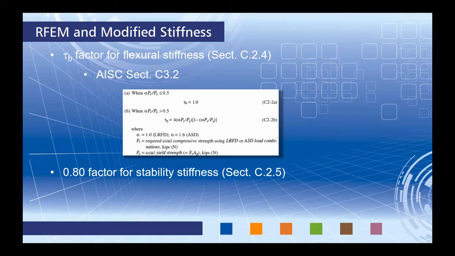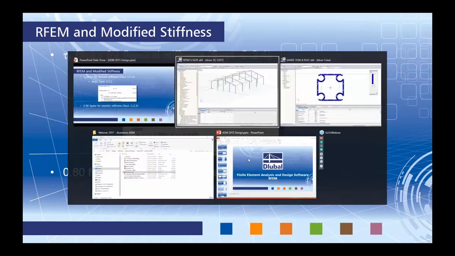Now, the 0.8 factor should also be applied to stability stiffness, and this comes from section C2.5. In my opinion, stability stiffness refers to flexural and axial stiffness. There are ways to apply this to shear stiffness as well, but like I said, for stability stiffness and what we're concerned with today, we're just going to keep this applied to flexural and axial and not shear stiffness. So again, how do we use the program to take this stiffness modification into account?